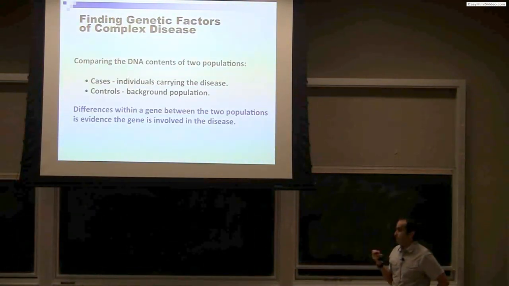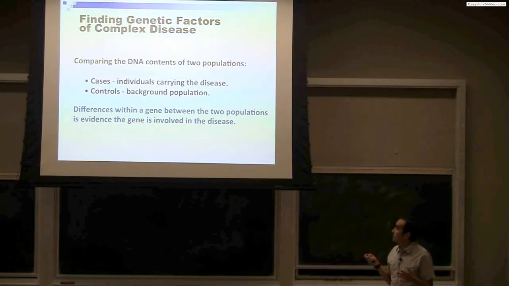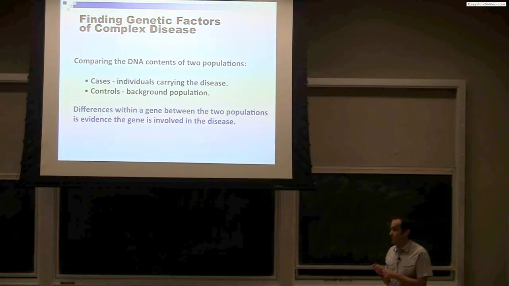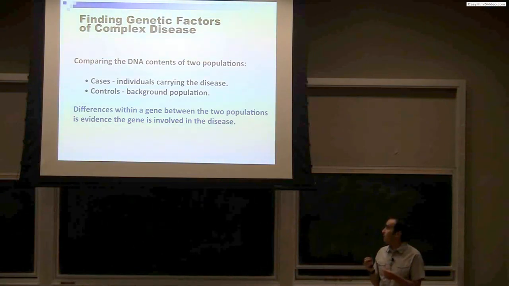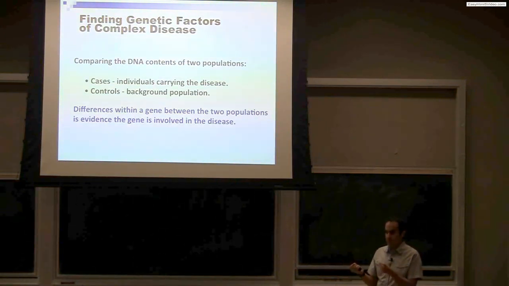Actually, before I get there, how would you try to find these variants? If you're trying to find these variants for a disease, any ideas? Yeah, exactly. The idea is that you take large numbers of people. You take two populations. One are called cases, individuals that have the disease. And one are called controls, the background population. And then you look at differences within a gene. Let's say there's a variant that's much more common in individuals that have the disease versus the ones that don't, that variant might be involved in the disease. So that's the basic idea.